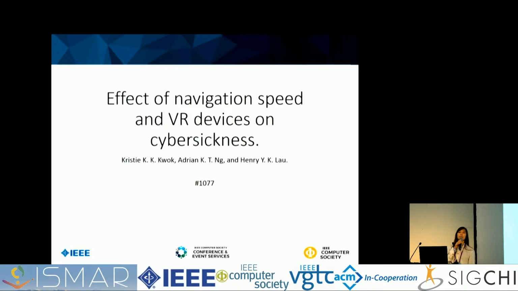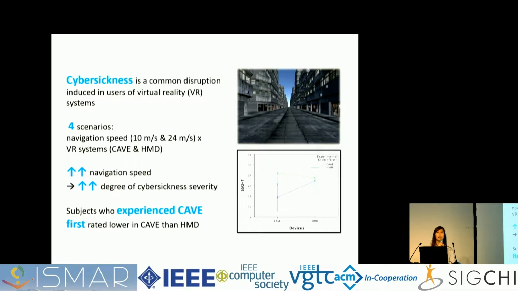My name is Christy, and I'm from the University of Hong Kong, and my experiment has 4 conditions: 2 speeds and 2 devices, including CAVE and head-mounted devices. The first environment is on a street with some surroundings, and the participants are required to stand still, and the environment will move in a forward direction.